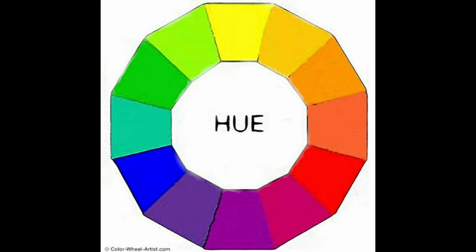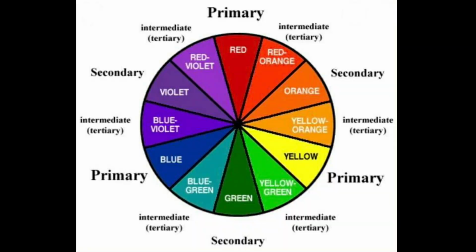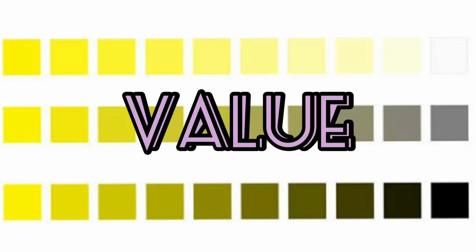Hue is the quality which gives a color its name. The colors of the spectrum are therefore called hues. The relation between the primary and the colors produced by mixing or combining them is shown in the following diagram. Value. The lightness or darkness of a color is called value.